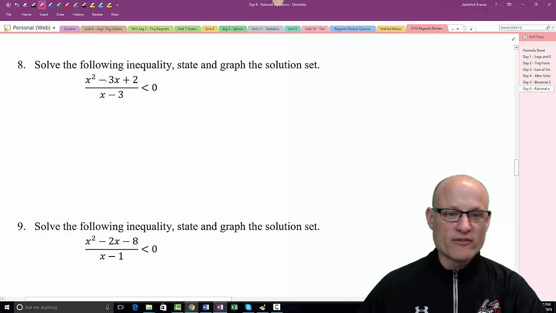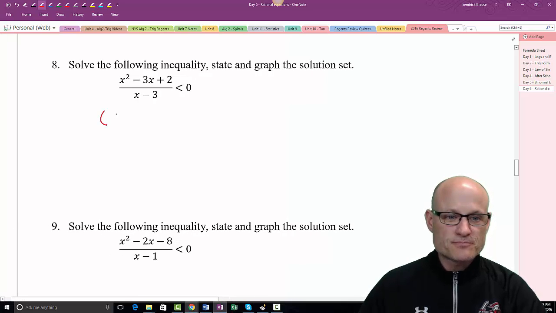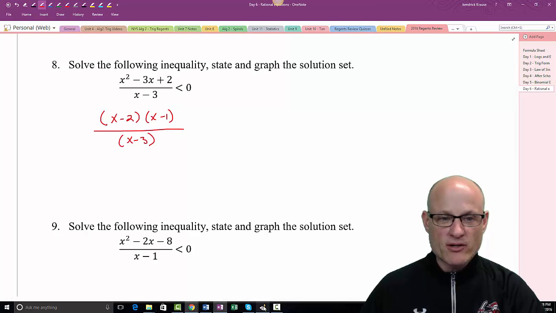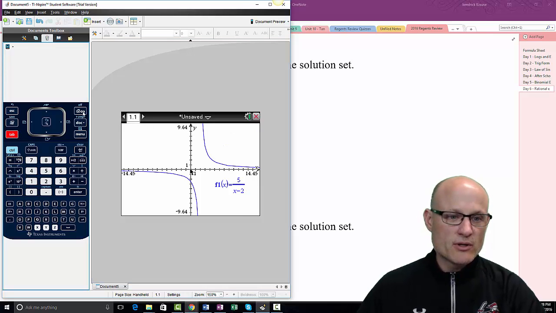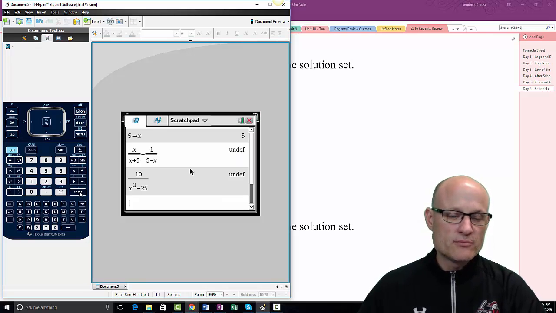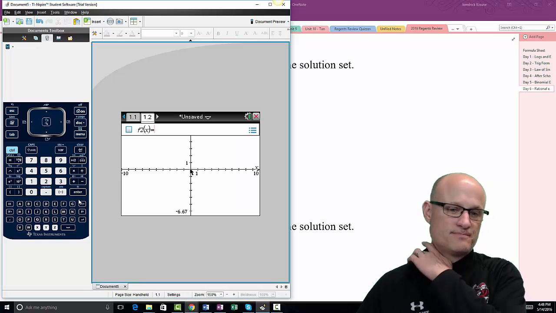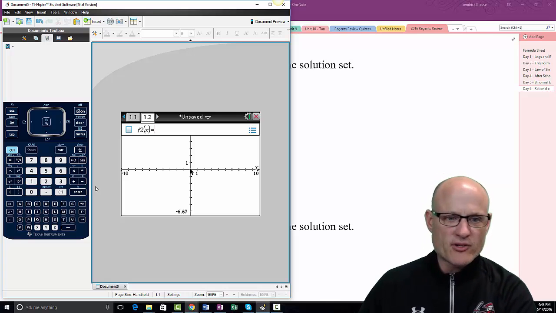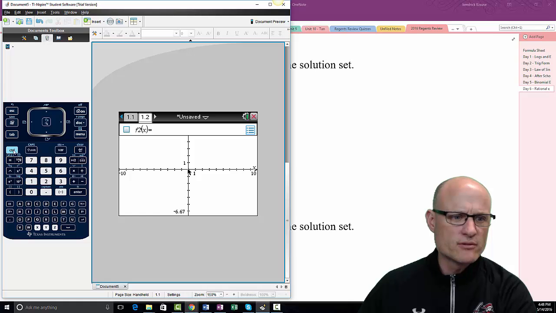Okay, so this one's a lot more of an interesting question. We're going to look for our critical numbers. First thing we got to do is factor. X minus 2, x minus 1, all over x minus 3. Now, again, I could go to my graphing calculator and graph this thing. That's not what I want. Home, graph. I think after I graph this, I'll pause it. X squared minus 3x.